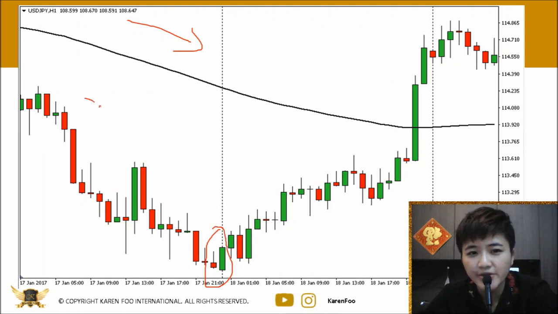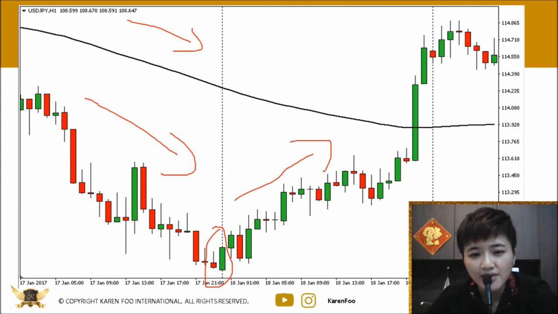So initially the price was going on a bearish trend. The sellers are taking control. Then all of a sudden buyers start to come in. At this point in time, the trend reverses immediately after the bullish engulfing pattern forms. Why do I emphasize this?